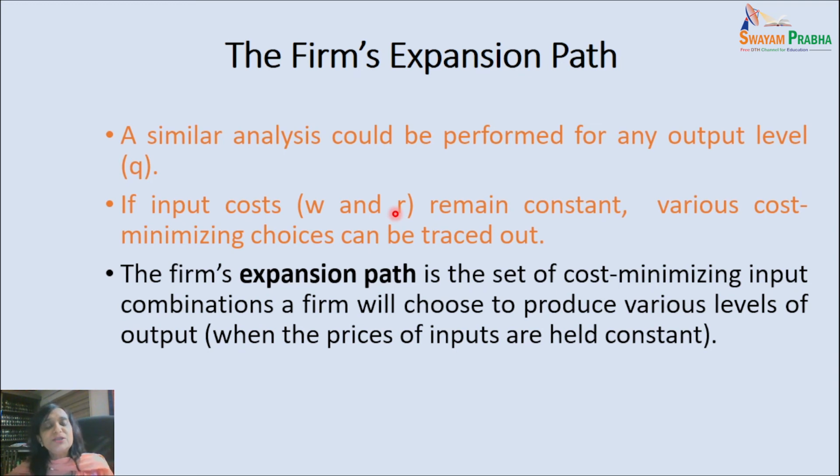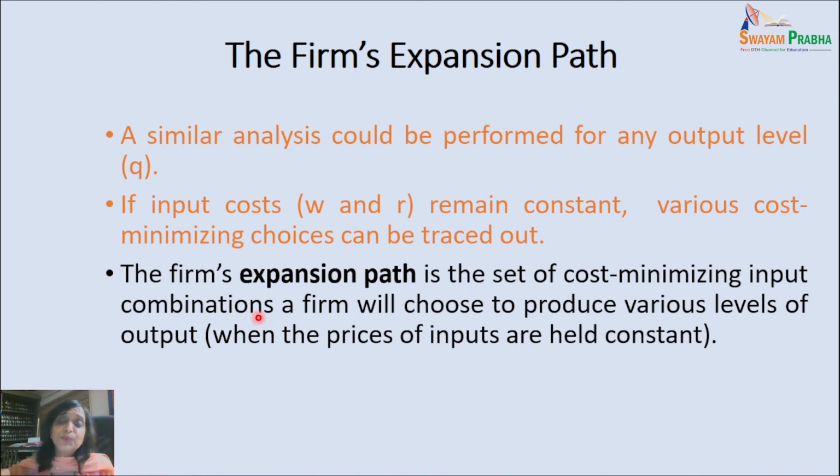So what is an expansion path? Expansion path basically is the set of cost minimizing input combinations that a firm will choose to produce various levels of output, keeping, of course, the price of inputs constant. That is, if a firm wants to produce, it has a set of all the cost minimizing input combinations.